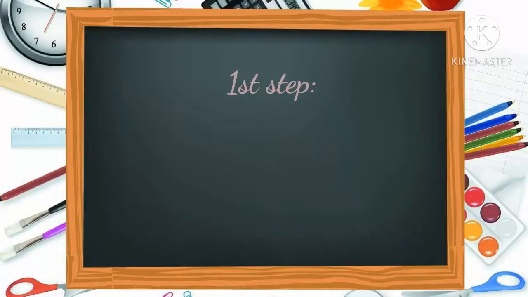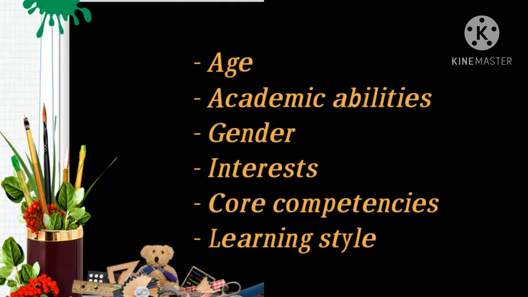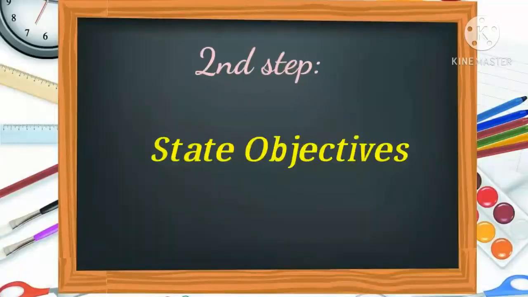First step is to analyze the learners. The Assure model begins by analyzing the learners. In this process, the teacher should analyze the attributes of his or her learners. There should be a focus on those learner characteristics which are associated with the learning outcomes desired. It should be identified, such as general attributes of the learners, including age, academic abilities, gender, interest, core competencies, and learning style.